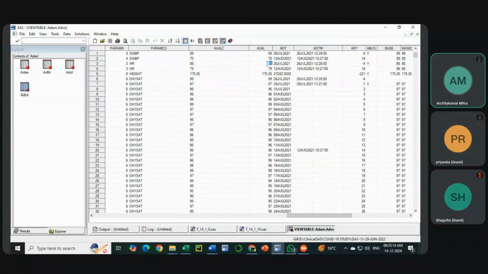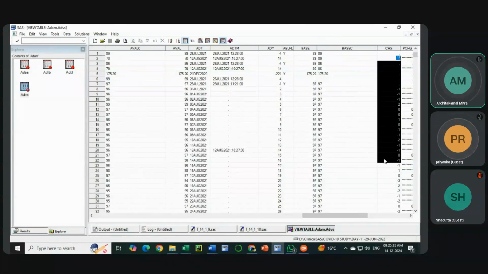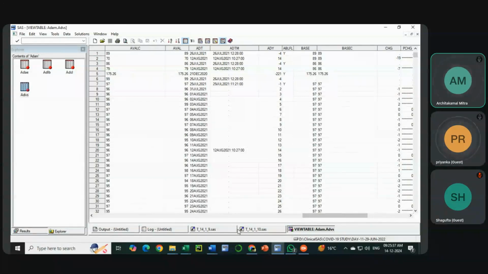Next we have 86, 79. But it is for heart rate. It's for the same patient, but the parameter is different. 86 and 79. Now what will be the baseline? If you see base, it's 86. So we have null here and minus 7 here. So we have to take this for different parameters and for many different patients.